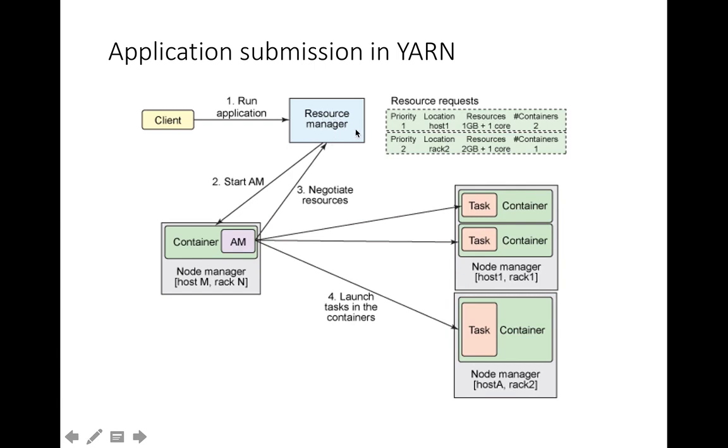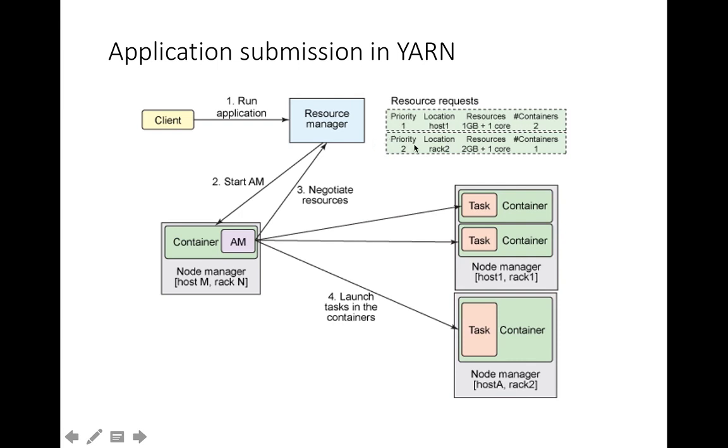So the application master tells the resource manager: this task's priority is 1. The location is host 1; host 1 will execute this task. What are the resources I need? I need 1 GB memory and 1 core, 1 CPU. The total number of containers is 2, because one task perhaps has 2 or 3 containers there.